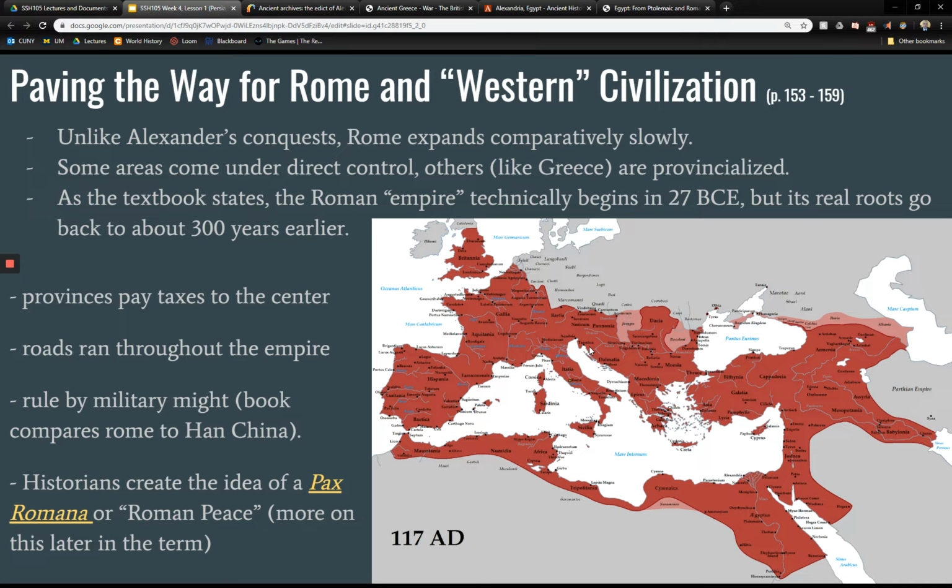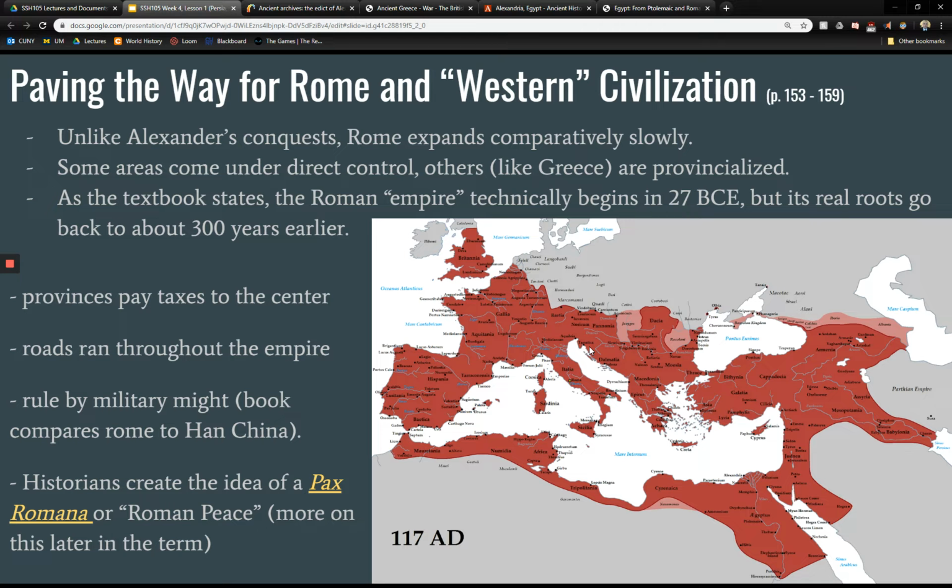The rule of the Romans is by military might, and the book compares Rome to Han China. You could say that the same thing is true for the Greeks and the Persians before them, but this rule by military might also includes a large cultural influence. So while there is state power directly applicable through violence, there's also cultural power through this Roman Empire.